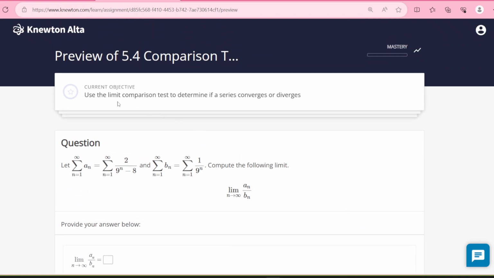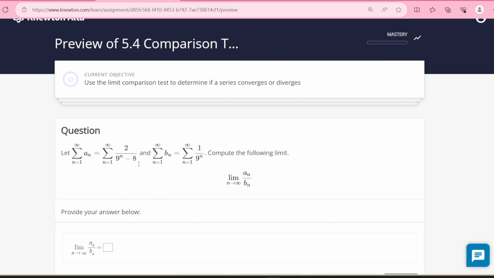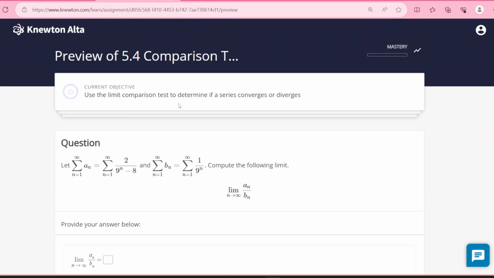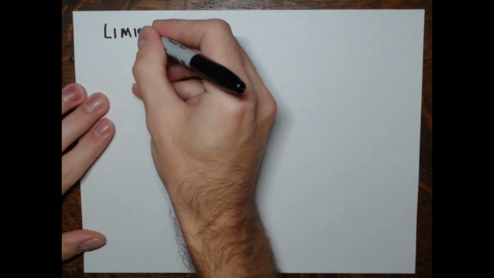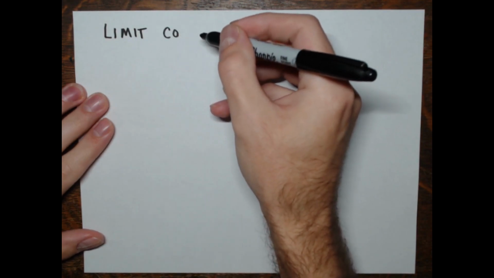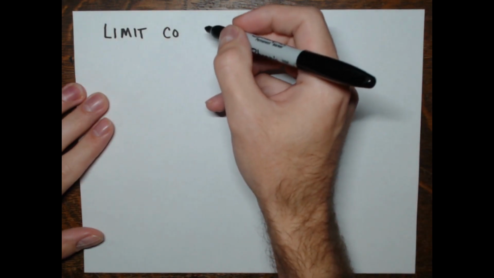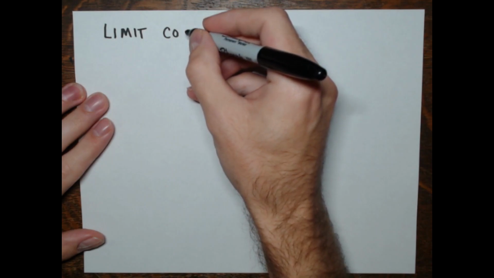Okay. So, the first objective I'm seeing here, use the limit comparison test to determine if a series converges or diverges. All right, so before I get into this example, let me talk about what this means, right? What is the limit comparison test? All right, so we're talking about now this is a test for infinite series, to determine whether or not the series is convergent or divergent.